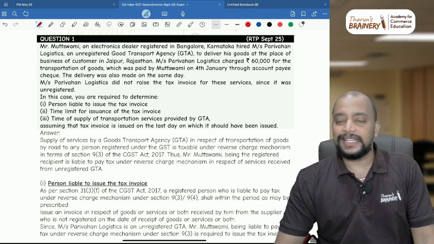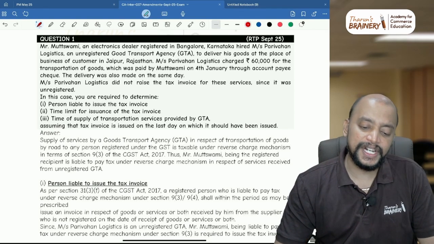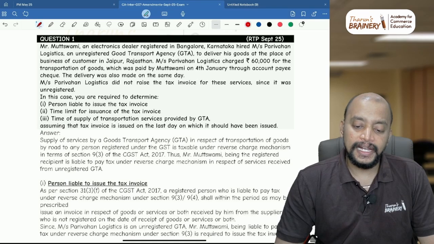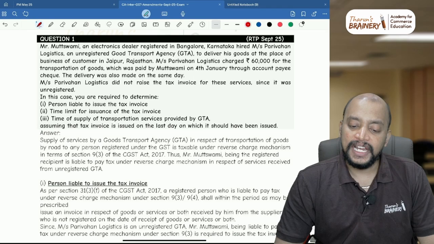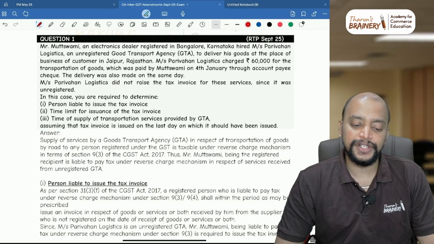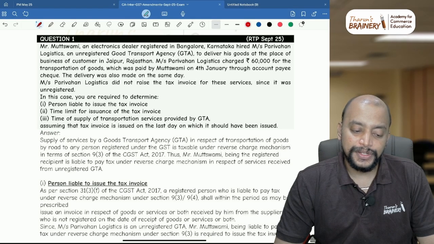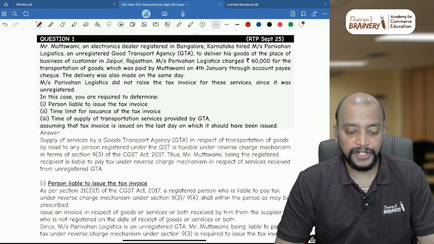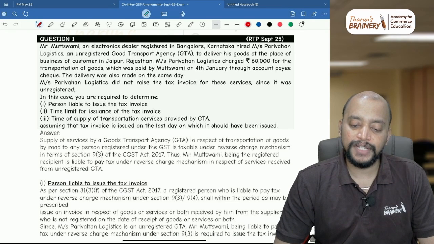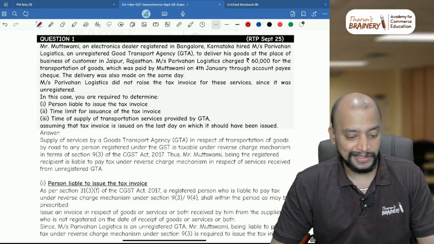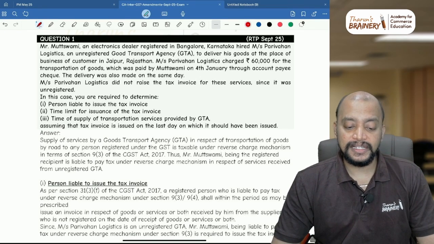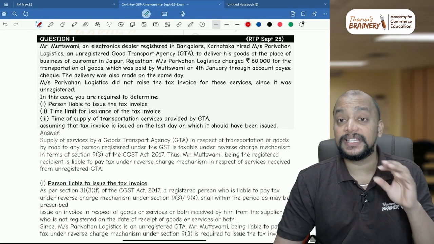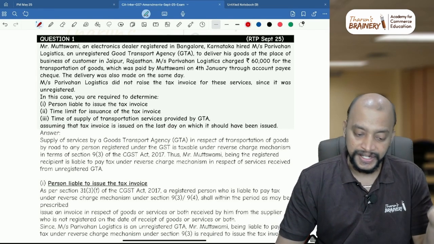Mr. Mutswamy, an electronics dealer registered in Bengaluru, Karnataka, hired Messrs. Parivahan Logistics, an unregistered GTA, to deliver his goods at the place of business of a customer in Jaipur, Rajasthan. Messrs. Parivahan Logistics charged 60,000 for the transportation of goods, which was paid by Mutswamy on 4th January through account payee cheque. The delivery was also made on the same day. Messrs. Parivahan Logistics did not raise the tax invoice for these services since it was unregistered.